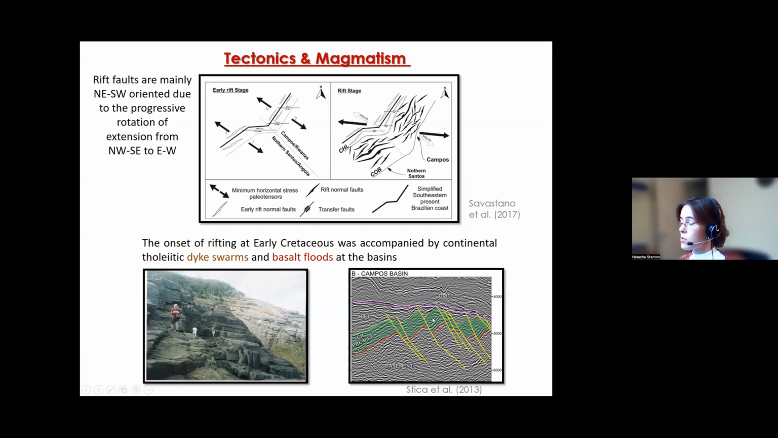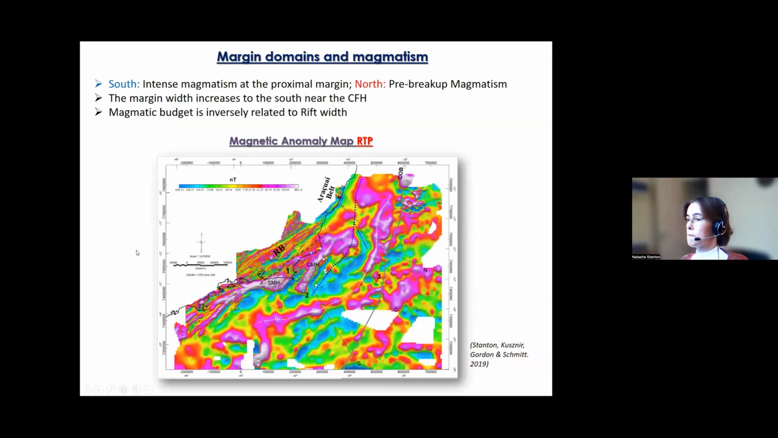These flood basalts cover the crystalline basement in some regions of the Santos, Campos and Espírito Santo Basins. They are pre-tectonic relative to the rift sequence. Here we see the rift sequence, the base of the salt and the drift sequence. So this rift was accompanied by magmatism from 140 million years ago to 114 million years ago. So, recurrent magmatism. Okay, so our results are mainly based on analysis of magnetic and seismic data.